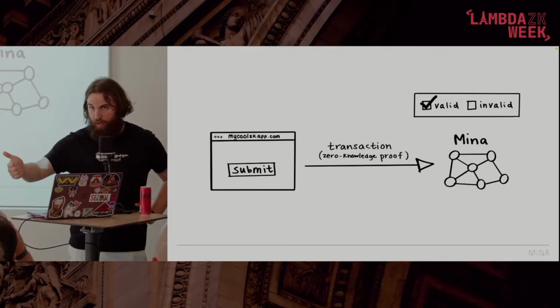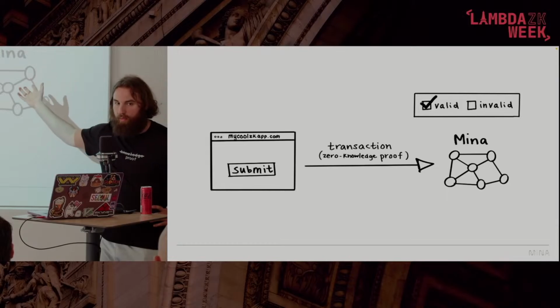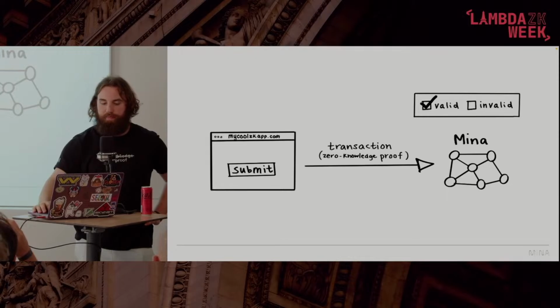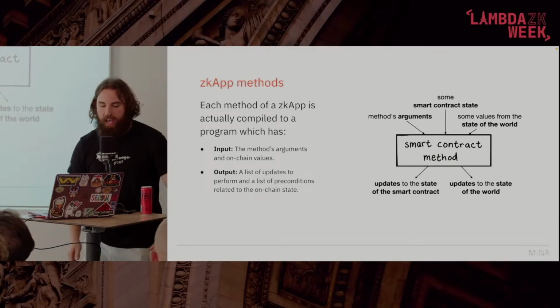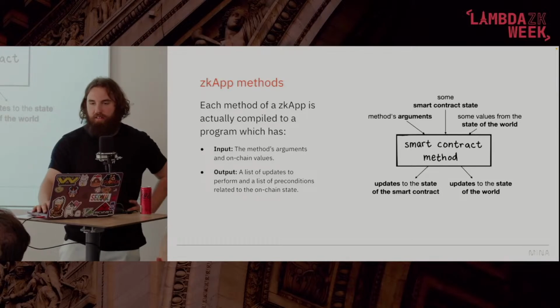That produces the proof. They send the proof in a transaction to the network, and then all that happens is the nodes on the network check the proof with the verification key that you gave it, and it's either valid or invalid, right?